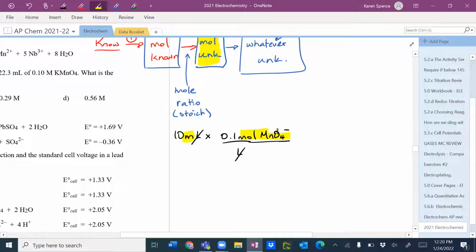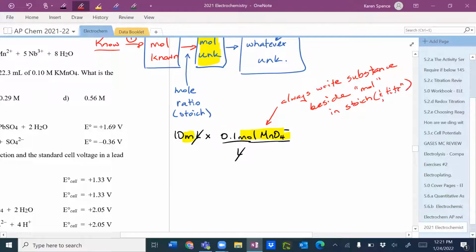millimoles of MnO4. Be sure when you're doing a titration, obviously if it's multiple choice, nobody cares what work you show, but in a written response, always write the substance beside moles. Because you'll be changing substances. If you just write moles, then I don't know what kind of moles you're talking about. So that's in any kind of stoichiometry, including titration. Okay, so we now have moles of MnO4.